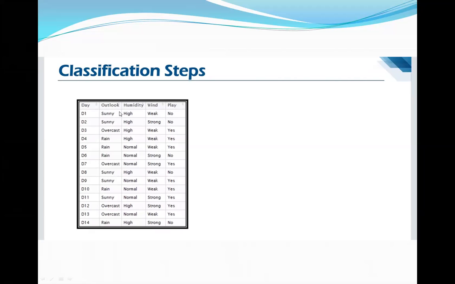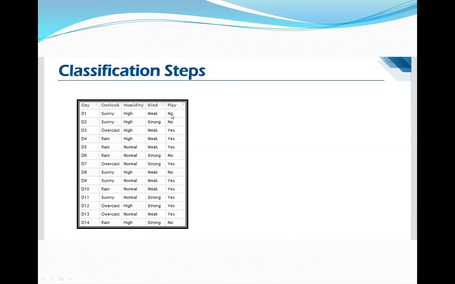First we get the data. Under outlook, we have three classes. What are the unique things present under outlook? Sunny, overcast, rain. Humidity is high, normal, only two unique things. And what about the wind? We have weak, strong, only two unique things. And then whether the player is going to play or not. So totally we have 14 data.